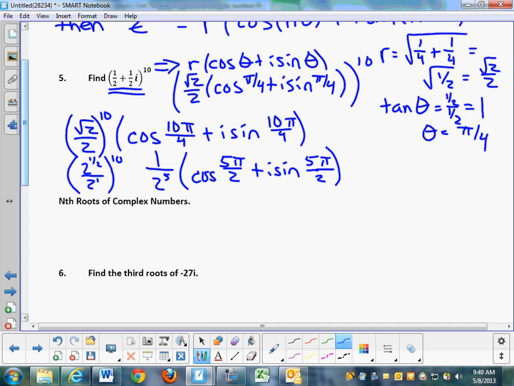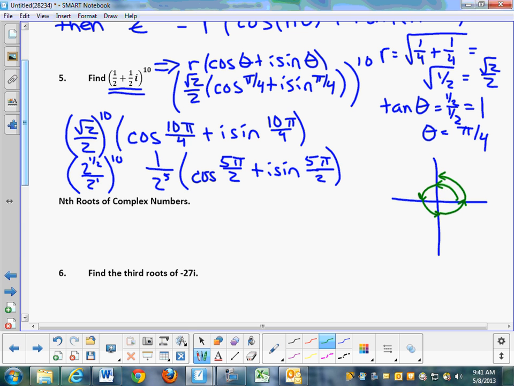I just want to show you one last thing that kind of makes this go around, okay? This is something you should understand. 5 pi over 2. 90 degrees is pi over 2, right? So watch. 1 pi over 2, 2 pi over 2, 3 pi over 2, 4 pi over 2, 5 pi over 2. So 5 pi over 2 is the same as what? It's pi over 2. It's in the same spot, right?